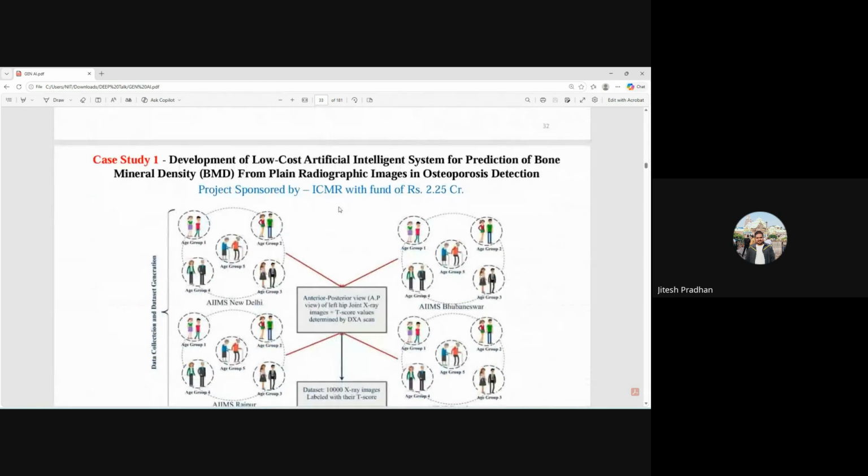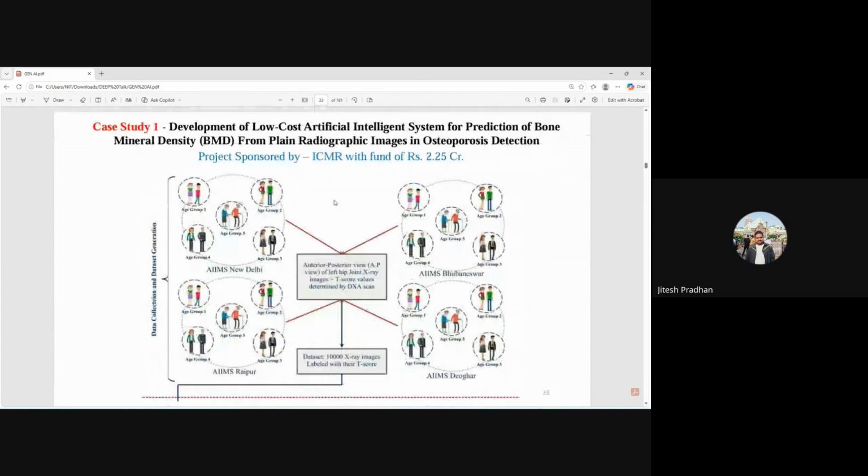Let's now try to understand one real life case. It's the development of a low cost AI system for prediction of bone mineral density from plain radiographic images. It's a live project that I am working on, an ICMR funded project. First, how did we come up with this problem? That comes under problem scoping, how we got this problem, so that we can get a sanction, a fund from ICMR.